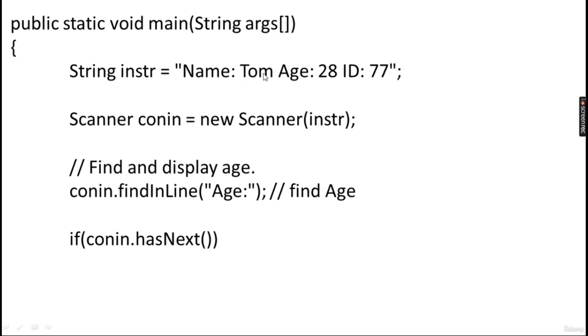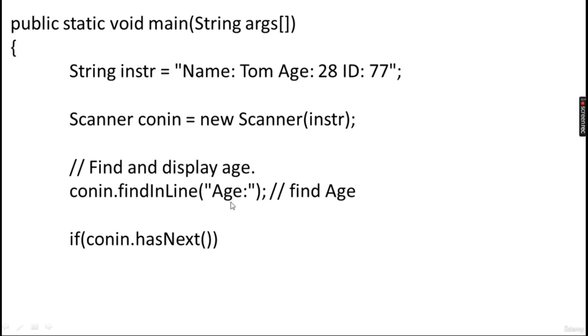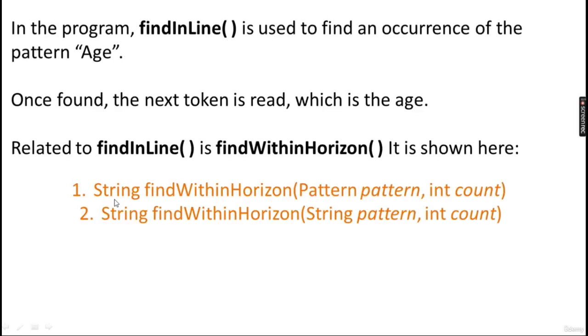Name colon Tom, Age colon 28, ID colon 77. Scanner object is created. The input is passed over here because it's the constructor. conin.findInLine Age colon, find Age. If conin hasNext, get next, and otherwise it is an error. Age colon is found here. So the Age colon pattern is found and output is 28. Okay, so after this, if it is having anything next, it will be displayed as output, and output is 28.